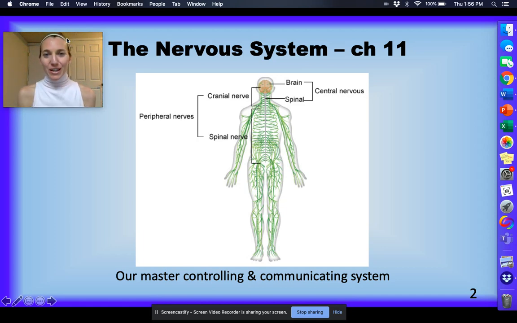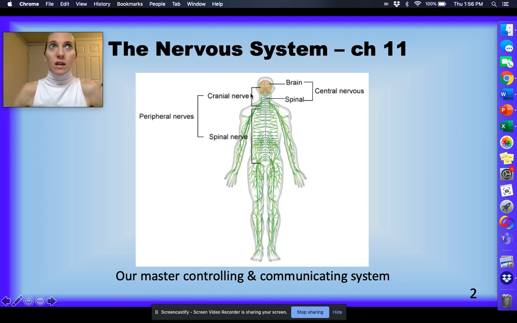Guys, let's get started on chapter 11 on the nervous system. So, I always like to begin by having you all think about what you already know. I think we all have a good sense of what the central nervous system consists of, right? So, we have the brain and the spinal cord. And then the peripheral nervous system is going to be everything else. This includes all of the spinal nerves as well as the cranial nerves.